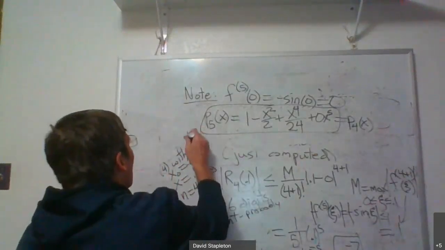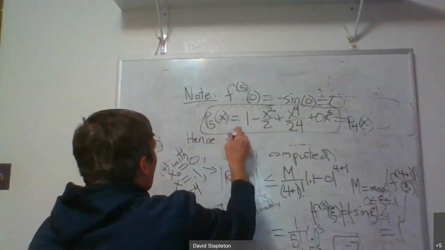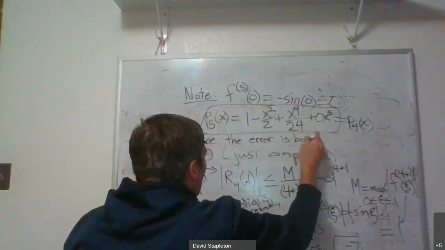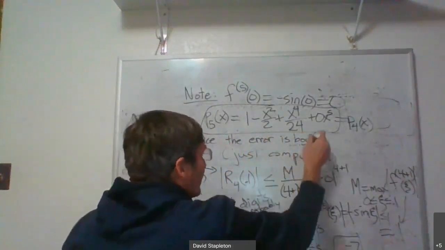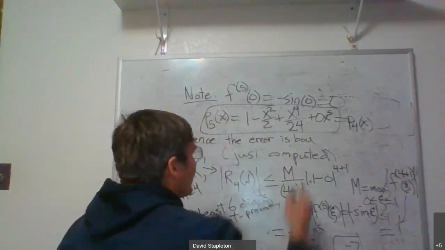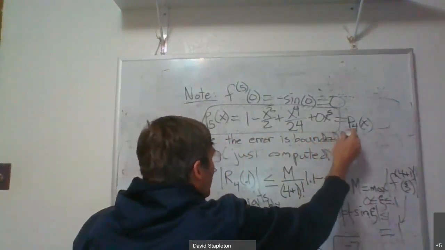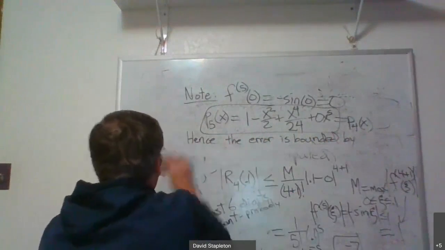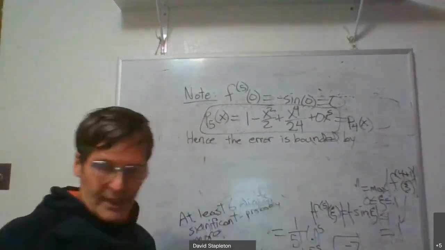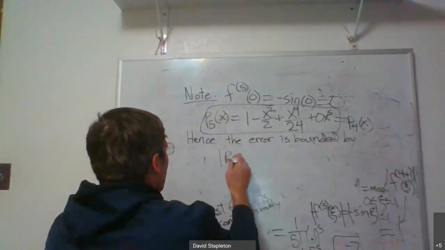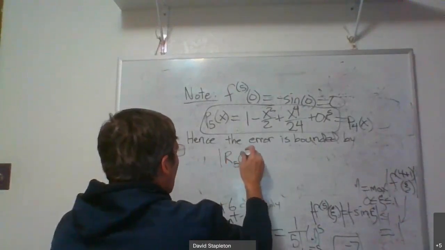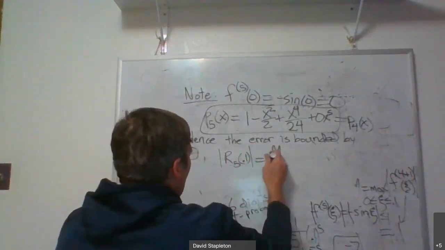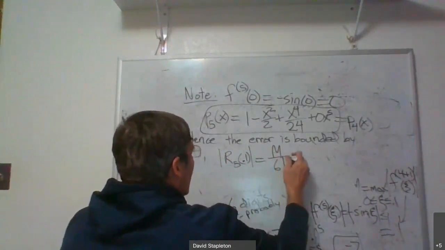Hence, the actual error bound is R5 of 0.1 also. This term is true. It's less than or equal to this, bounded by the approximation we did, because it's also the 5th order approximation. Like I say, it's also bounded by the absolute value of R5 of 0.1, which is M over 6 factorial.